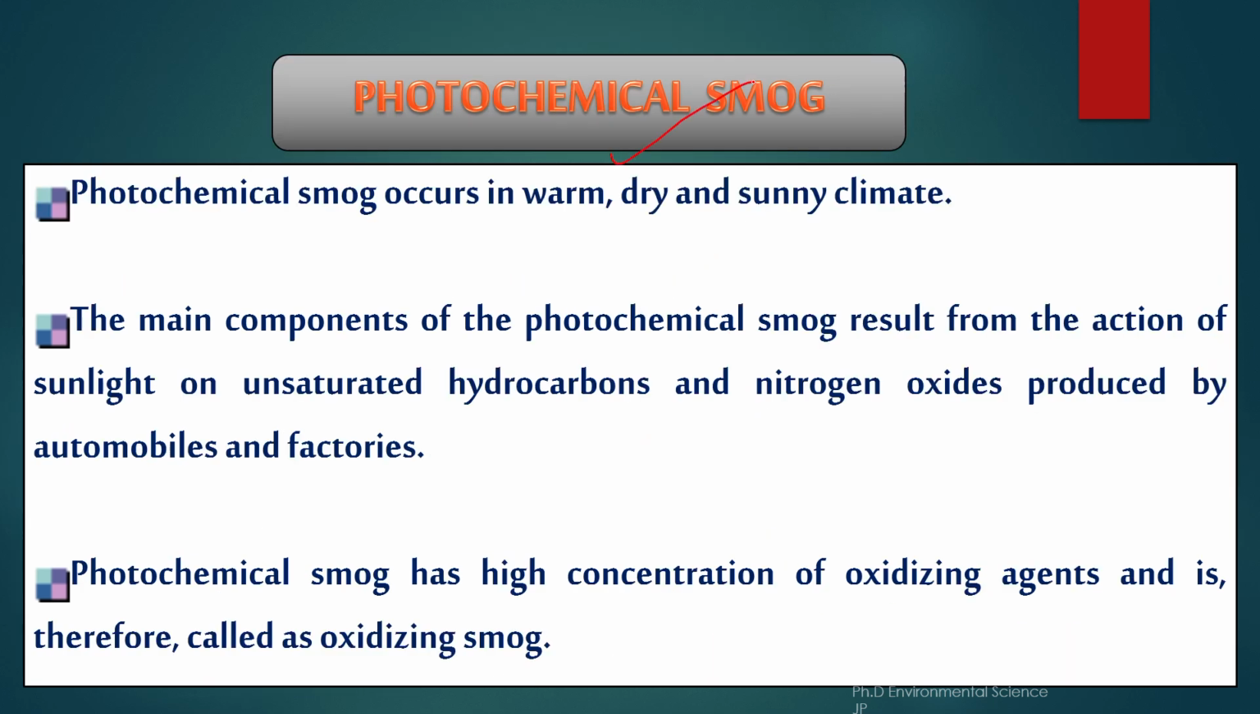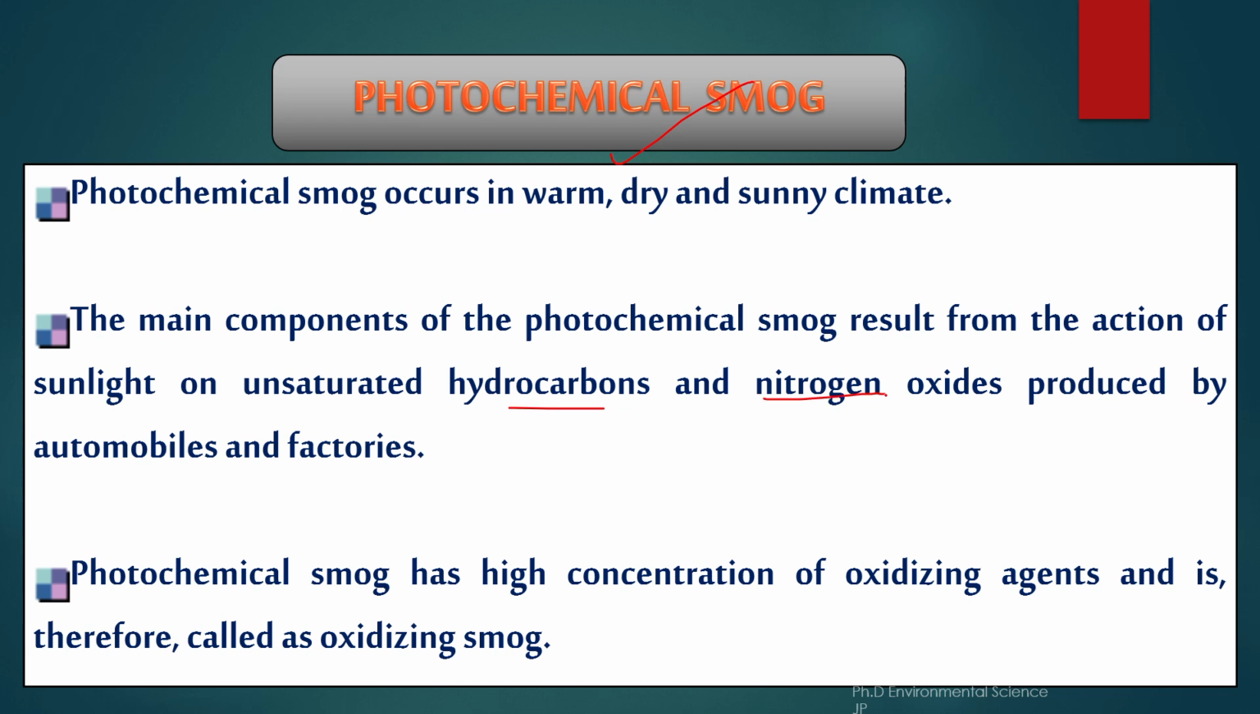Photochemical smog is a type of air pollution that forms in warm, dry, and sunny climates. It is distinct from classical smog and is often referred to as oxidizing smog due to its high concentration of oxidizing agents. The main components of this smog are unsaturated hydrocarbons and nitrogen oxides.